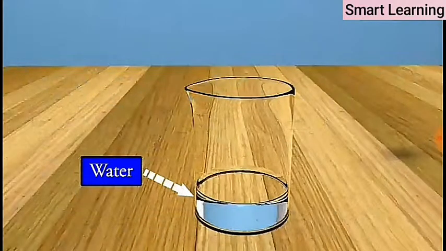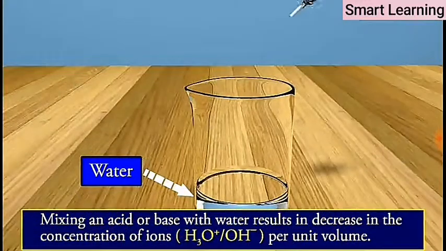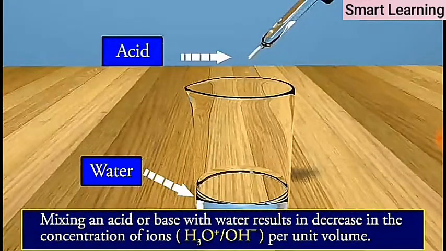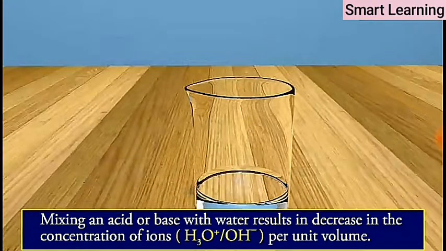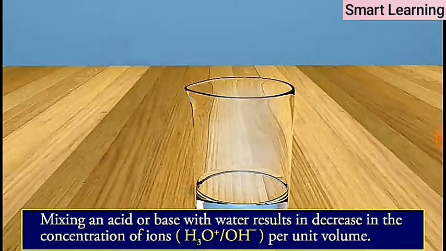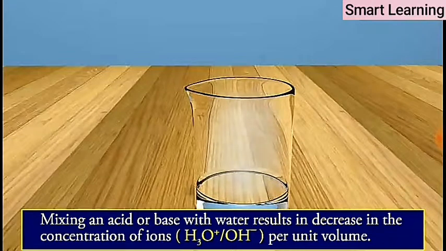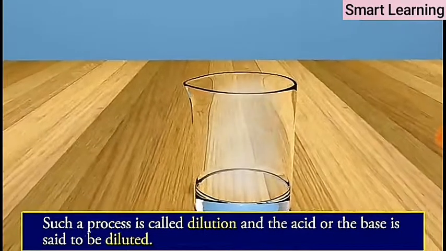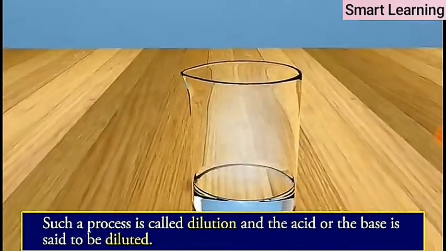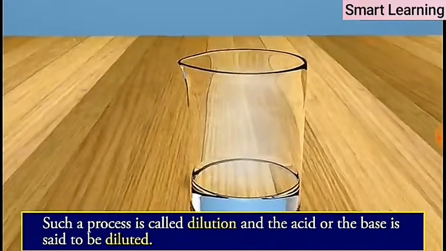It is important to understand that mixing an acid or a base with water results in a decrease in the concentration of ions, H3O+ and OH-, per unit volume. Such a process is called dilution, and the acid or the base is said to be diluted.